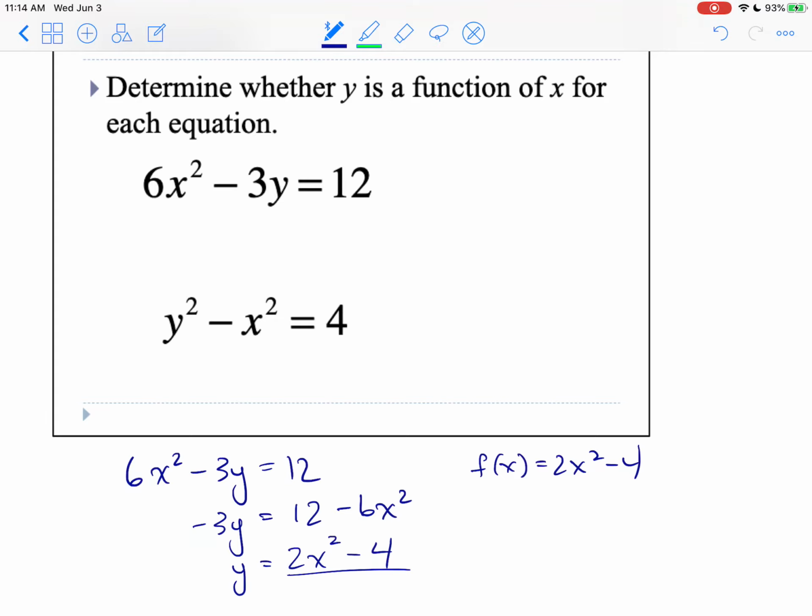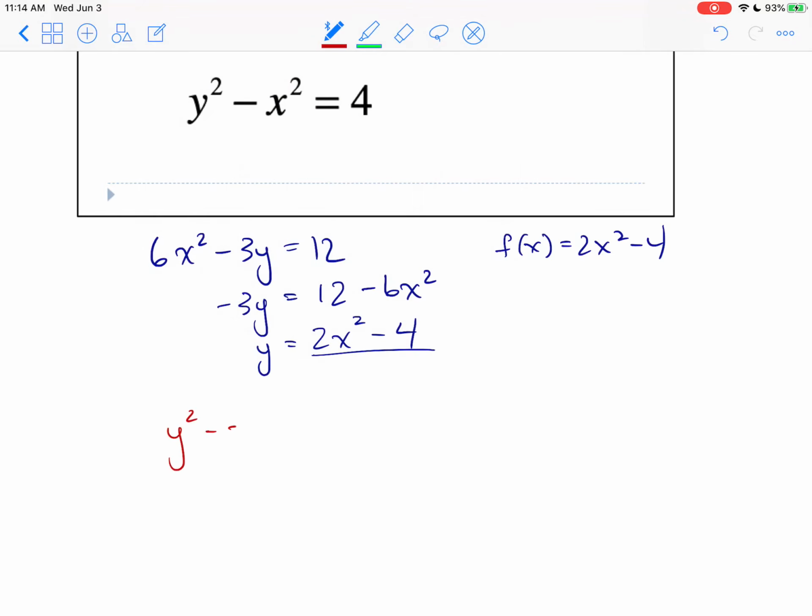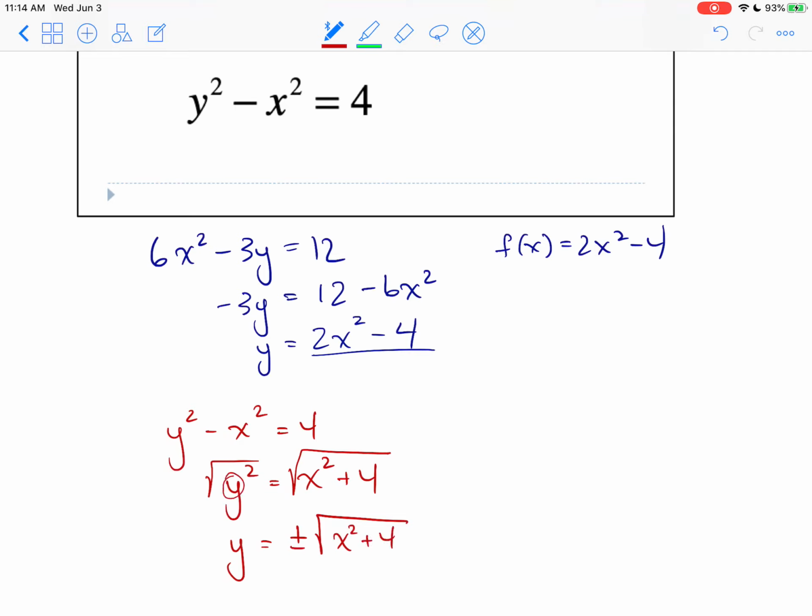So now let's look at the second one, though. If I try to solve this for y, I would start by adding x squared to both sides. So I have y squared equals x squared plus 4. And now to solve for y completely, I need to square root both sides. But when I physically am the one square rooting both sides of an equation, I need a plus or minus. Because if you think about it, I could have plugged a negative 1 into here, and then when I square it, it becomes a positive 1. And I could have plugged a positive 1 into here, and when I square it, it's still a positive 1. And so I can have either the positive or the negative value that gets squared for my answer.